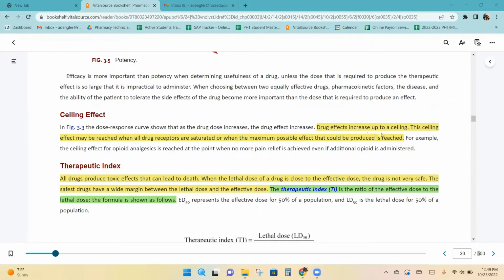Drug effects increase up to a ceiling. This ceiling effect may be reached when all drug receptors are saturated or when the maximum possible effect that could be produced is reached.